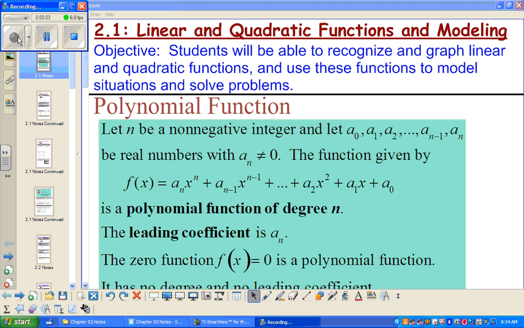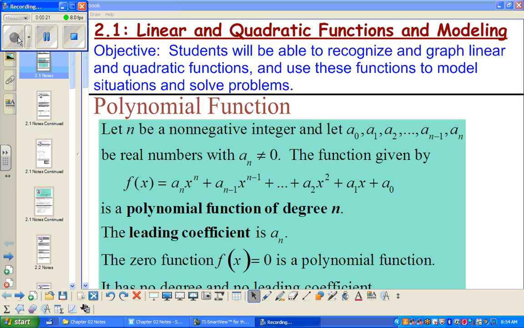Hello, this is Precalculus, Chapter 2, Section 1, Linear and Quadratic Functions and Modeling. By the end of this lesson, you'll be able to recognize and graph linear and quadratic functions and use those functions to model situations and solve problems. So it's the first section out of a new chapter.